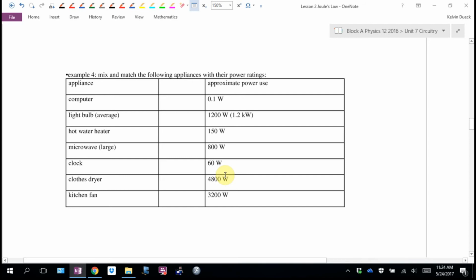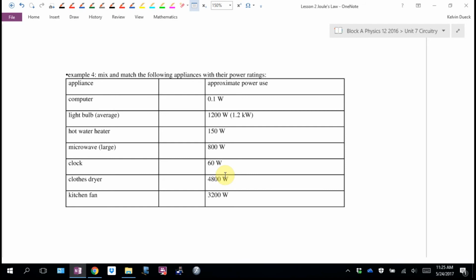Objects that move more heat around use more power. So we did our mix and match with resistors. We're going to do our mix and match with appliances. Over on the left, I have, I think, 7 different appliances. On the right, I have 7 approximate power usages, but they're scrambled. Look at those appliances. Which one of those moves the most heat around? And your hint is it moves so much heat around that it needs a special plug. It can't run off 15 amps and 120 volts. It has a special plug.